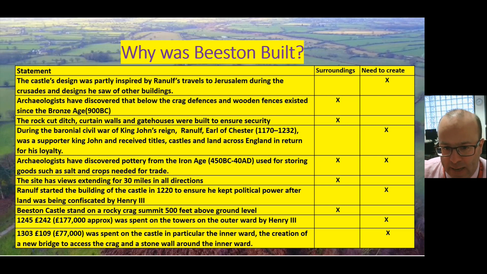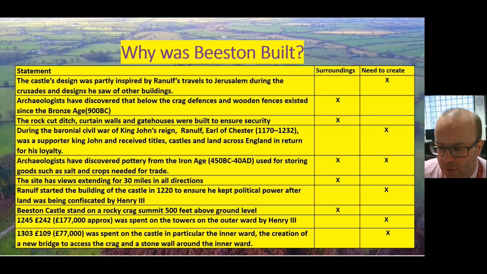The surroundings column and the statements linked to surroundings show that Beeston was a good site to build a castle. A castle's initial purpose is to protect, to defend. Well, building the castle on top of a 500-foot hill with a rocky crag around it is a good form of defence. Being able to see 30 miles in all directions across Chester is excellent to see any possible attack. The site was a very good location to build a strong defendable castle.